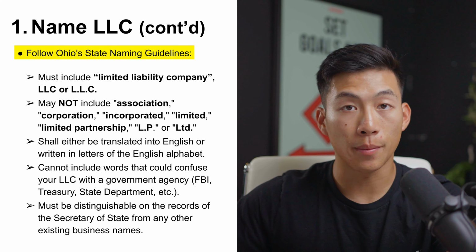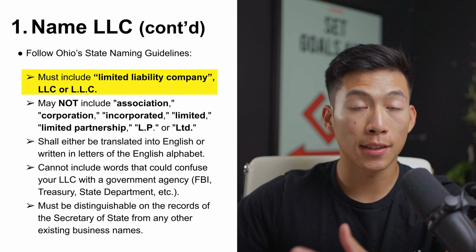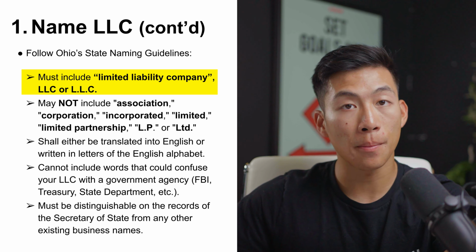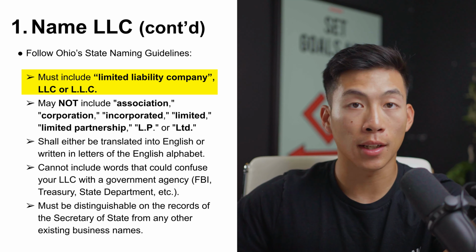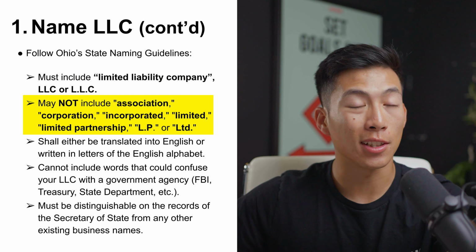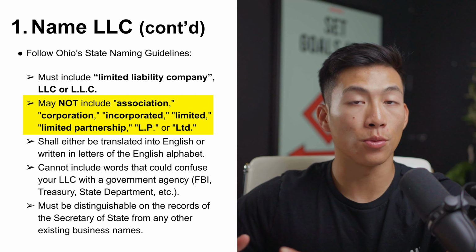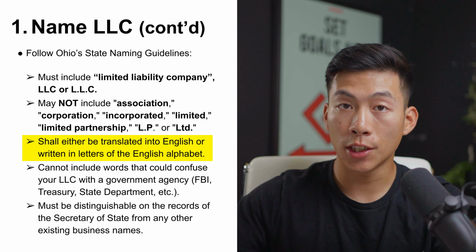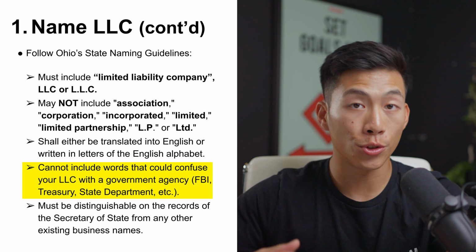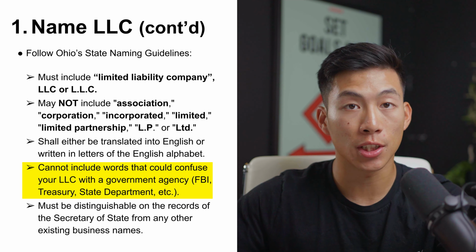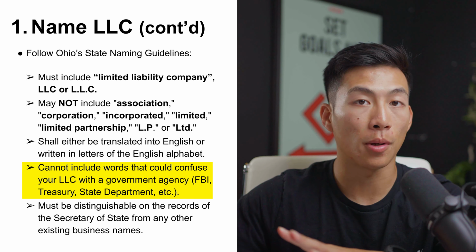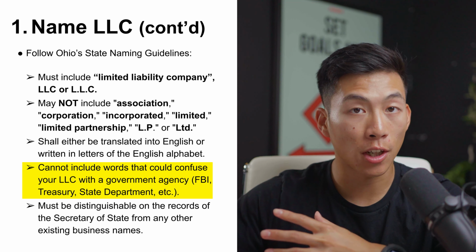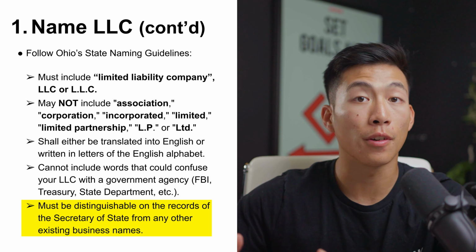Now, there are a few state naming guidelines that you want to know about, and that is you must include limited liability company, LLC, or L.L.C. You can't include things like association or corporation because this would mix your business entity with a separate one. Obviously, it has to be written in English. You can't include any words that would confuse your LLC with any government agency like the FBI, CIA, State Department, and other things like that.